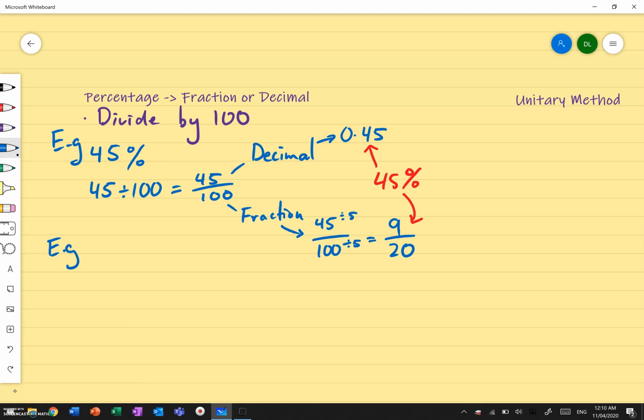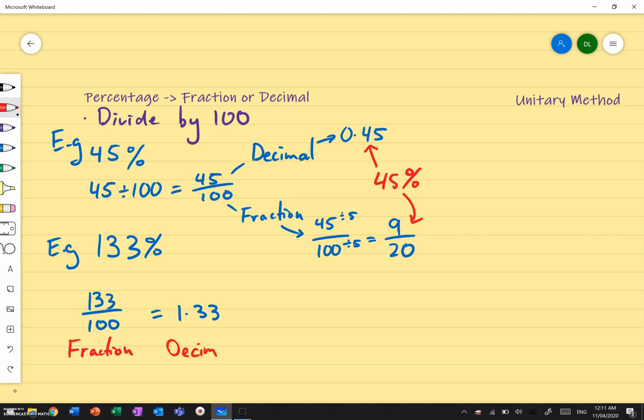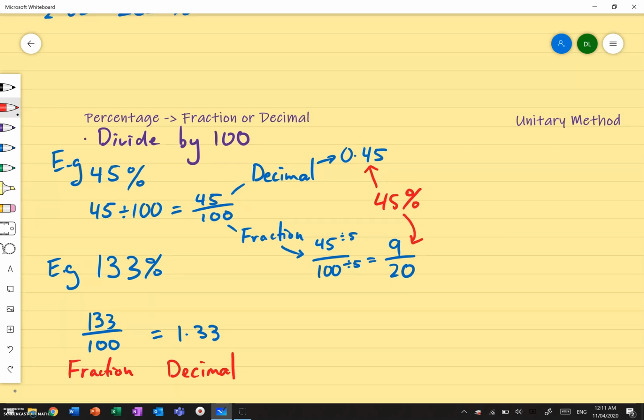My example is 133%. I need to divide it by 100, so that's my original step. 133 divided by 100, that's my fraction. If I want to change to a decimal, I divide it by 100, and I actually get 1.33. And that is my decimal. There we go. And that's all we need to do for converting percentages to fractions or decimals.